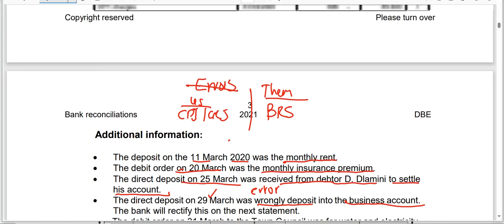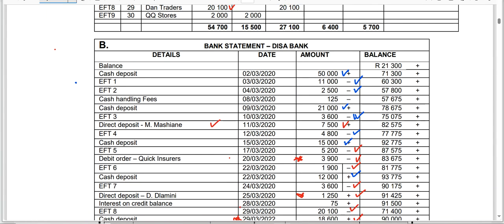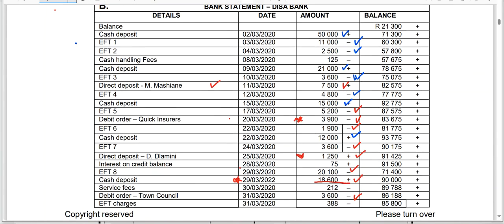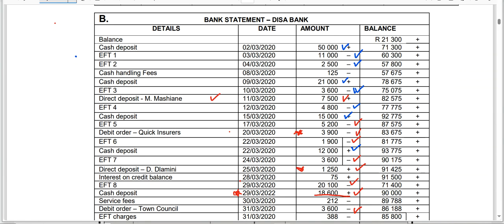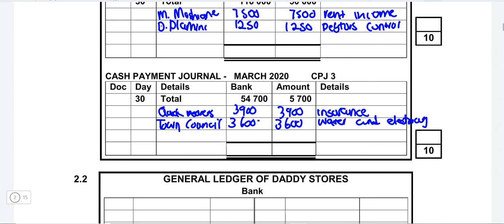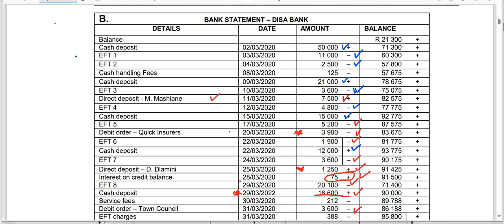We are going to check with our things. Remember, in terms of where we are receiving money, where there's a plus, there's only one item that we did not record. If you check, this is the only plus where we did not record, this 75 rand, and they are saying that it's interest on credit balance. So this is part of our interest income. So we're going to come here and say that the bank gave us interest.